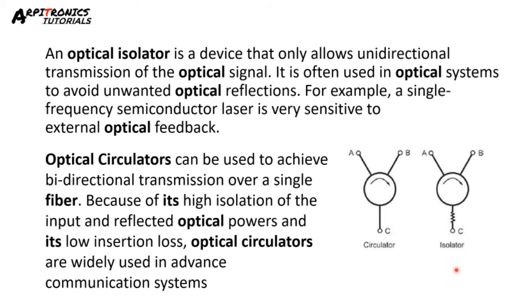Now isolator and circulator. An optical isolator is a device that only allows unidirectional transmission of the optical signal. It is often used in optical systems to avoid unwanted optical reflection. For example, a single frequency semiconductor laser is very sensitive to external optical feedback. Now the circulator. An optical circulator can be used to achieve bidirectional transmission over a single fiber. Because of its high isolation of the input and reflected optical power and its low insertion loss, optical circulators are widely used in advanced communication systems.